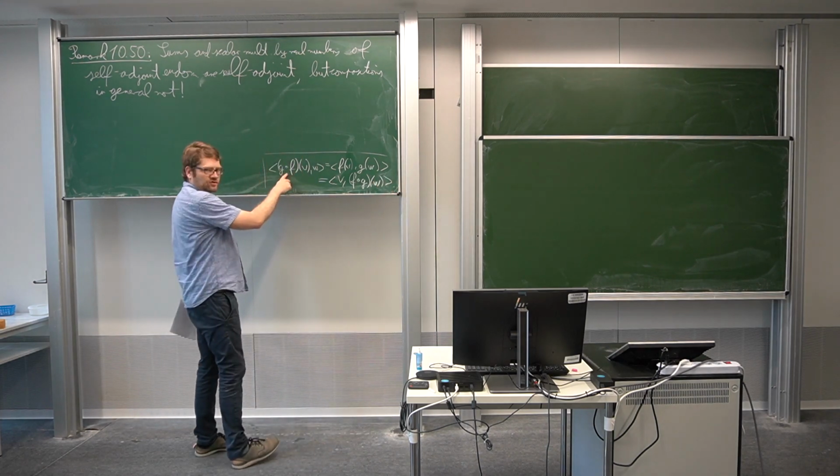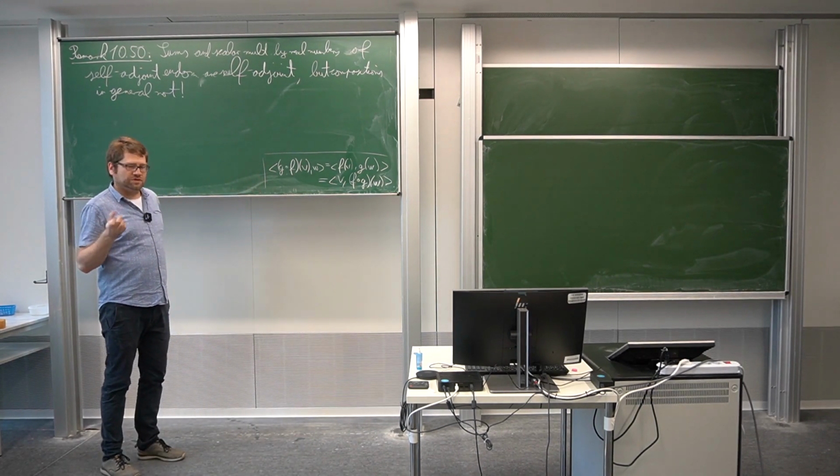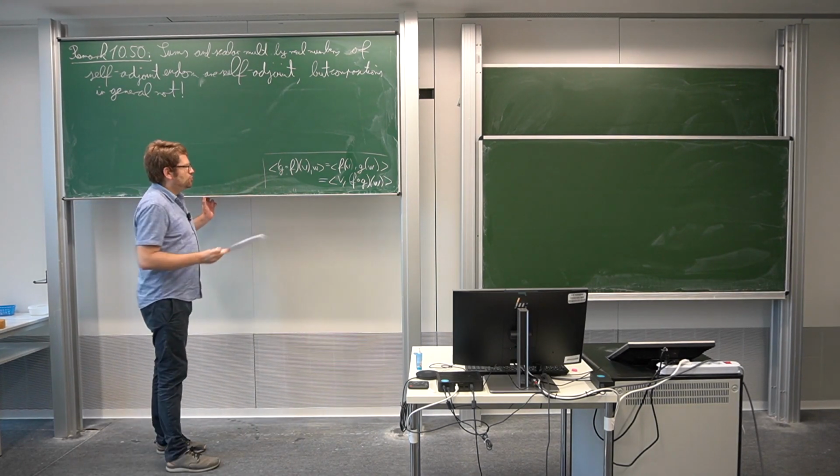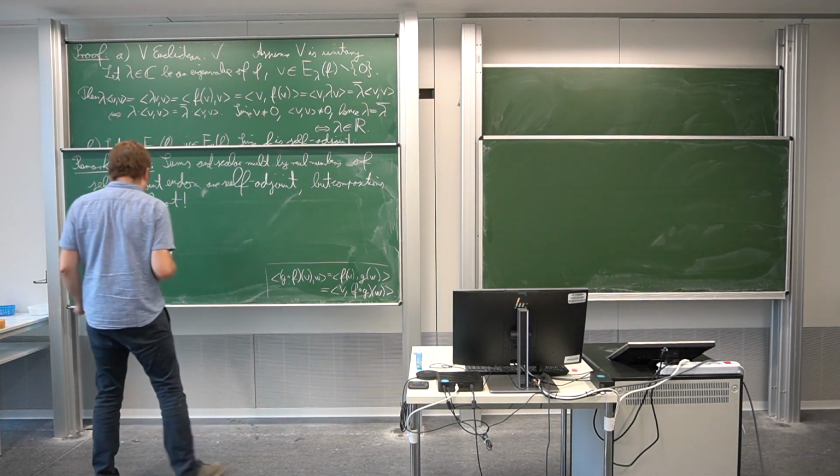So here we have g composed with f, here we have f composed with g, but in general, two endomorphisms do not commute. I mean, this is just not the case. So there's no need for this to be self-adjoint. That's the problem that arises here.